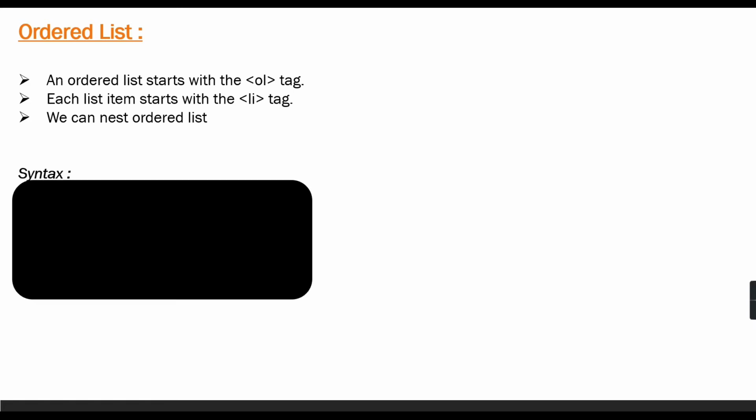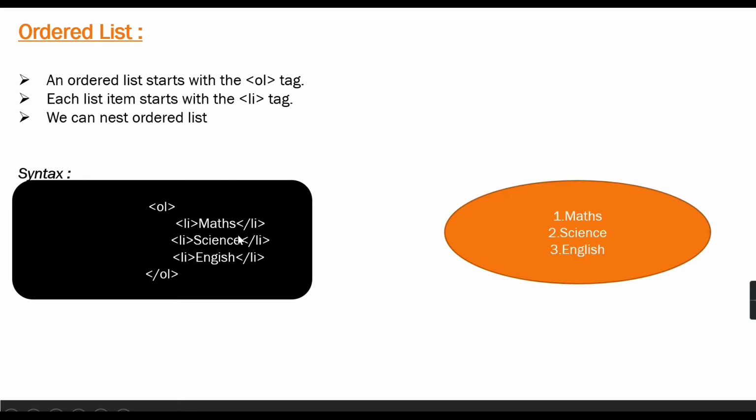So this is the syntax of ordered list. You need to enclose all your code in the OL tag. OL stands for ordered list, and here you can represent the data in the li tag. The output of this code will be in a specific order, like first, second and third. Your data will be represented in that format. So let's check in the code.